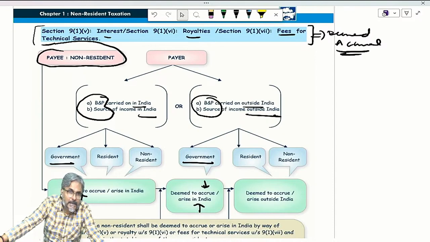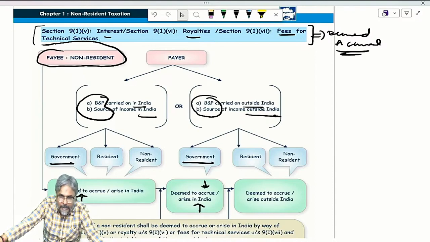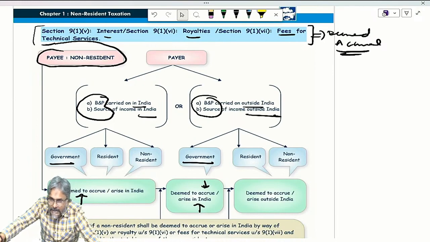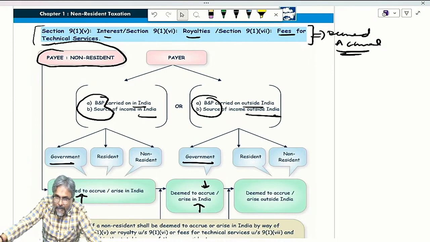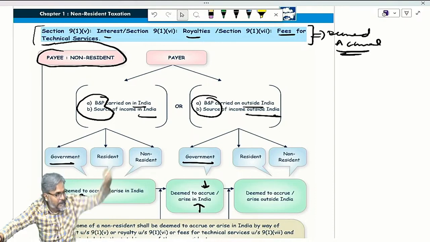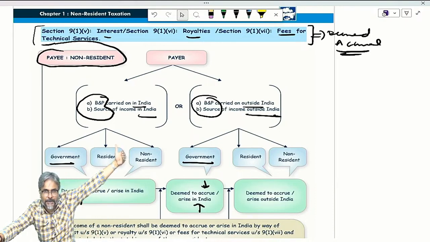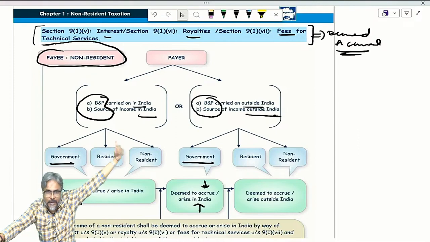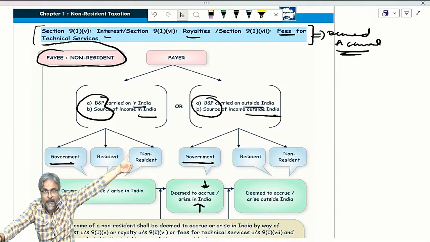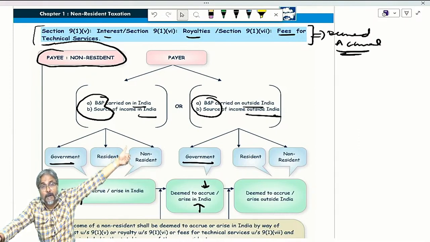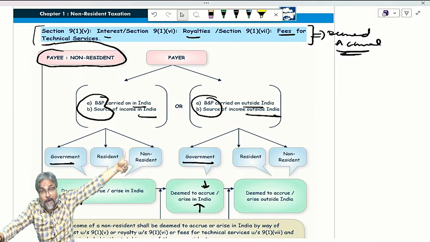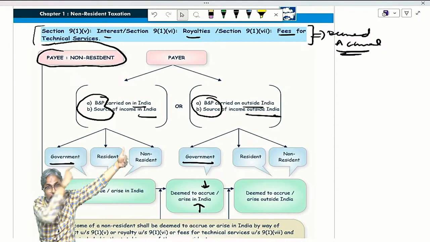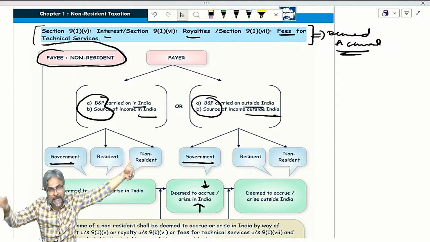So whether that interest amount which has been paid will be an income which is deemed to accrue in India? Will that be an interest income? Interest is paid to the foreign institution. So for them it is an income. They are the non-resident payee. So whether this interest amount paid by the government of India to these foreign institutions is, for them, an income which is deemed to accrue in India? And the answer is yes.